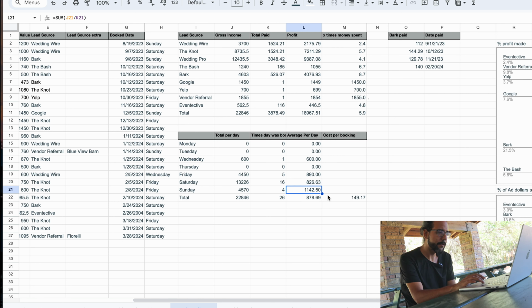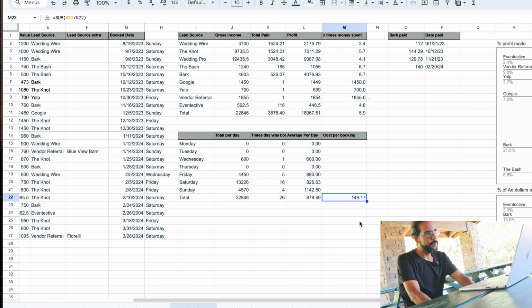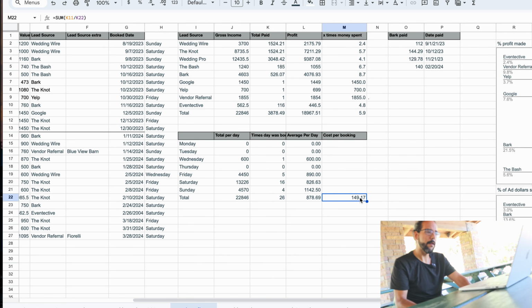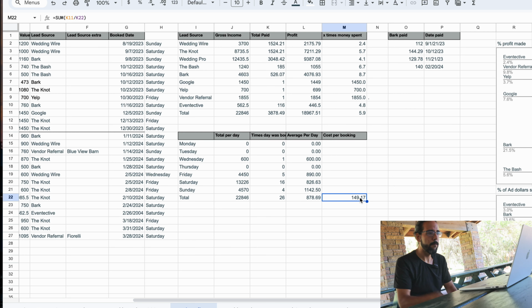So Sunday is actually my best day for average cost, but I haven't had too many bookings on there, only about four for the Sunday. So keeping my Saturdays busy. Cost per booking: how much does it cost if I were to average out all of the advertising money? For every client that I've booked, it's cost about $149 in advertising costs. So that's about what I can expect every time I book someone. It's going to be about that $149, and hopefully over time I can get better at the advertising and that cost per booking will go down.